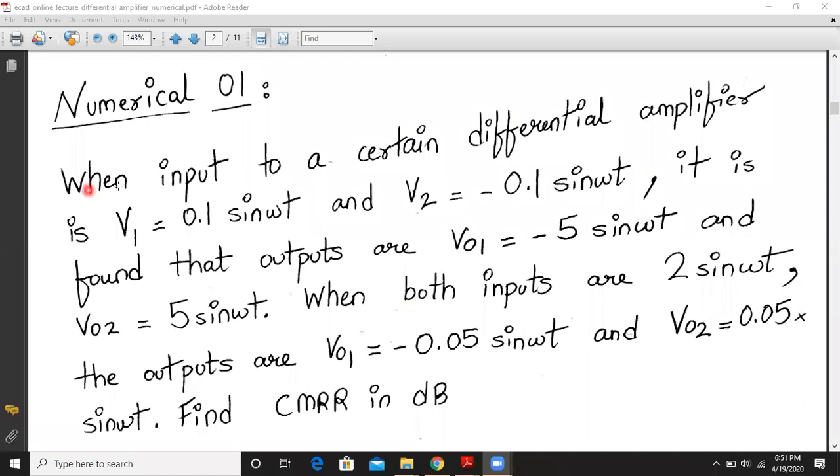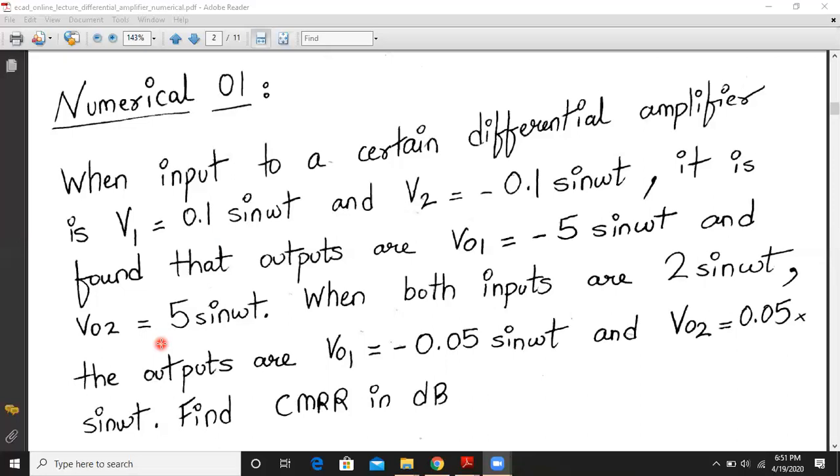when the input to a certain differential amplifier is V1 equal to 0.1 sine omega t and V2 is equal to minus 0.1 sine omega t. Basically here 0.1 is the magnitude. Then the question continues. It is found that the outputs are VO1 equal to minus pi sine omega t and VO2 is equal to pi sine omega t. So this is one condition.